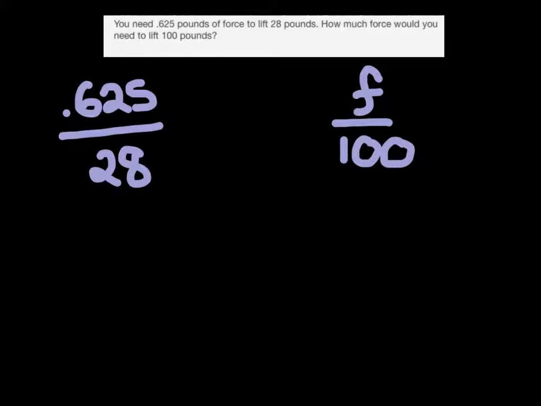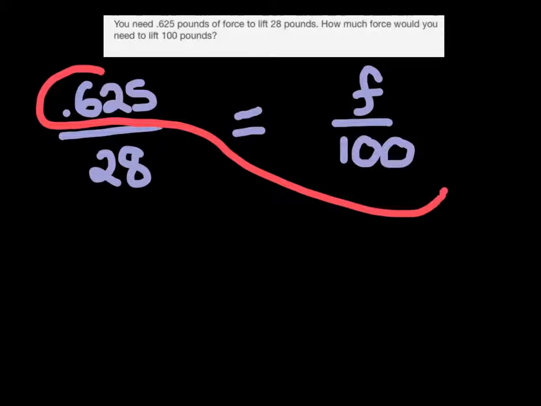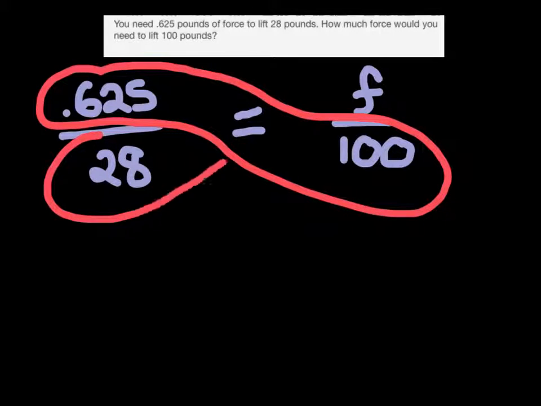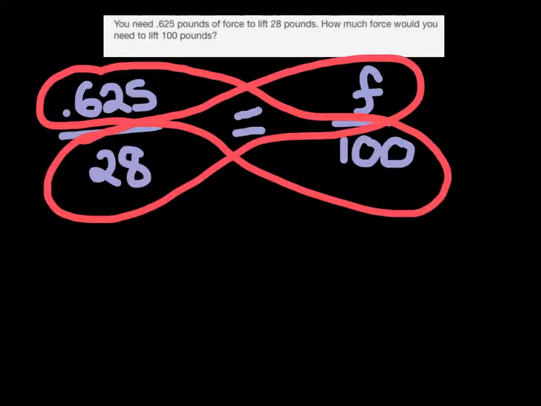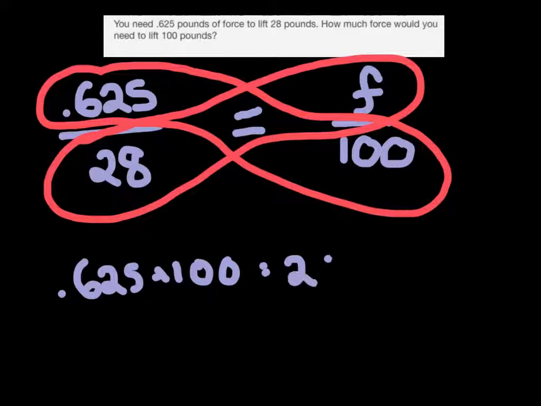So, in this situation, I'll tell you guys, we can assume these as proportional. So let's set these equal to each other since they are proportional. That means we have 0.625 over 28 is equal to F over 100. So let's solve this proportion. Let's multiply this, and then let's multiply that. So we get 0.625 times 100 is equal to 28F.